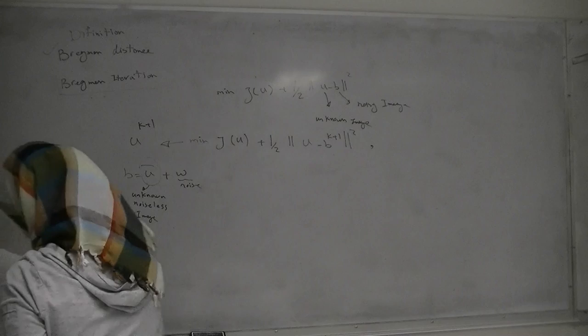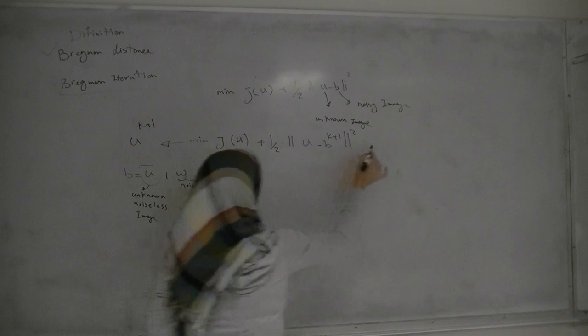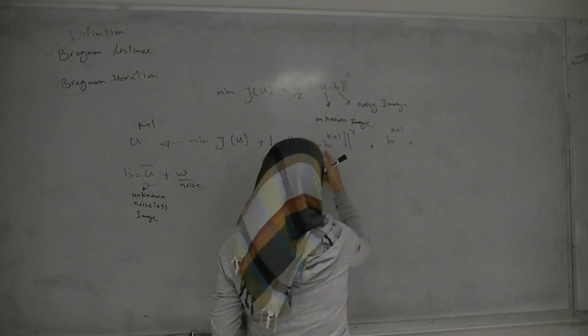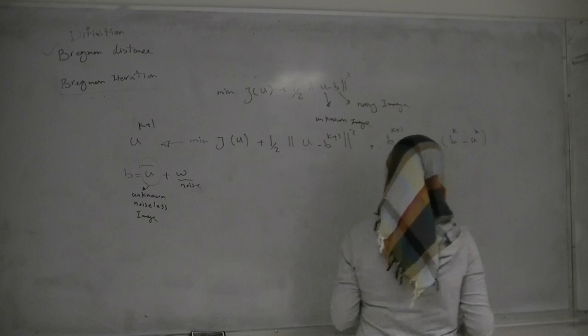Yeah. That was a U. Because, yeah, the UK is in this. Just define the BK here as P plus UK. Yeah, we have the UK here.